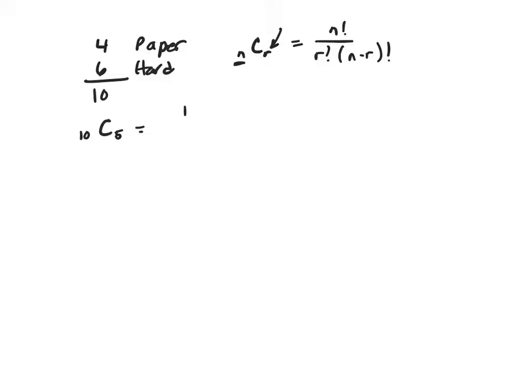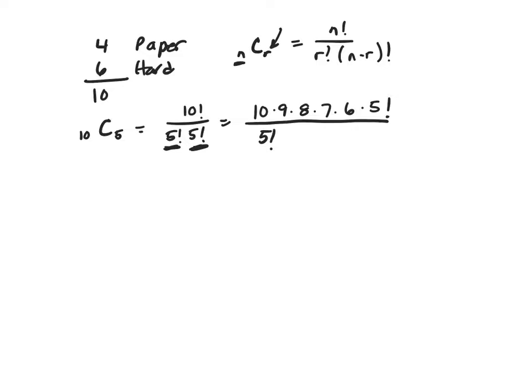So 10 factorial over 5 factorial times 10 minus 5 factorial, which is 5 factorial. 10 factorial is 10 times 9 times 8 times 7 times 6, all the way down to 1. But watch what I want to do here. I want to go 10 times 9 times 8 times 7 times 6 times 5 factorial. I'm stopping at 5 factorial. I always stop at the greatest factorial I have in the denominator so I can cancel. It so happens both of them in the denominator are the same thing.